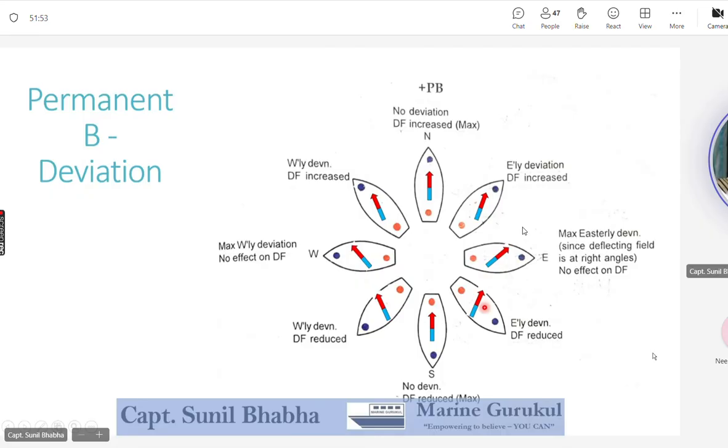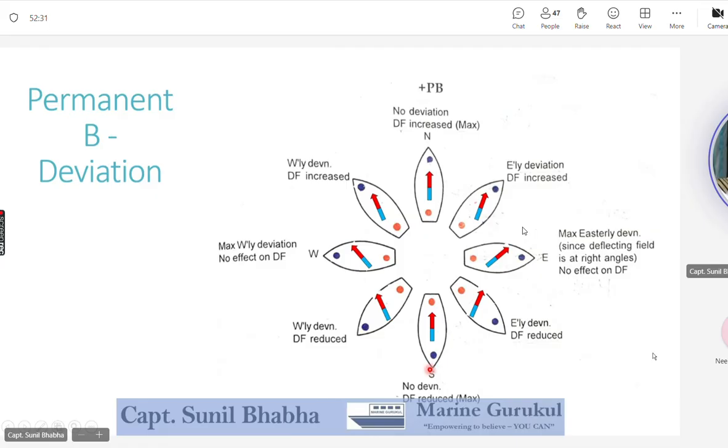Maximum deviation is generated when the ship's poles are at right angles to the magnetic field of the earth, which happened on easterly heading, and minimum deviation is generated when the poles are aligned with the poles of the earth, which happened on northerly heading. If ship pole and earth pole are aligned, there will be no deviation at all, and if the ship's poles and earth pole are at right angles, there will be maximum deviation. So that's why in the southeasterly heading, the deviation is reduced now, but it is still easterly.